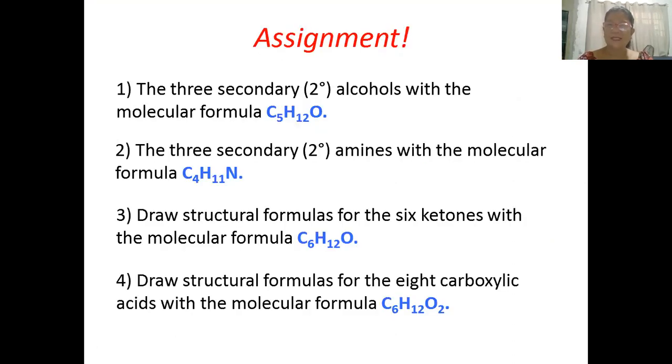So as an assignment, you are going to draw the three structures of secondary alcohols with this molecular formula, the three secondary amine structures with this formula, then you are going to draw the structural formula of 6 ketones for this and this one. I will upload this in our Google Classroom as your quiz.